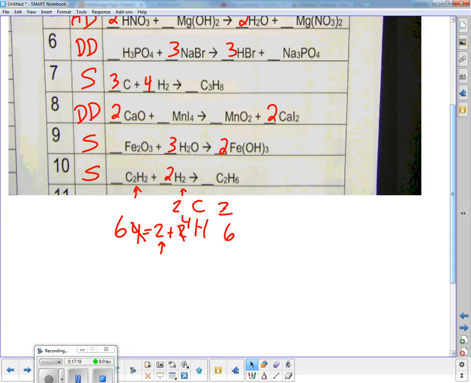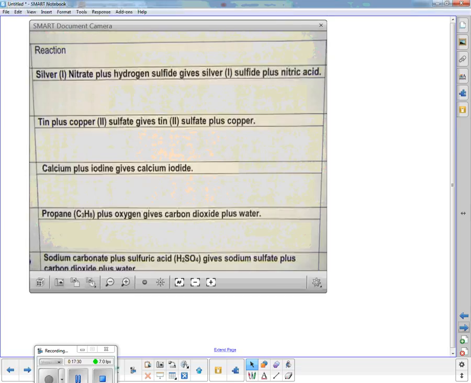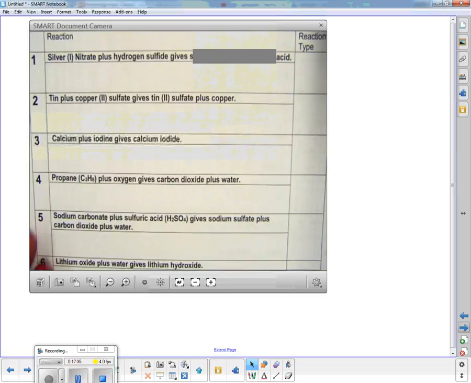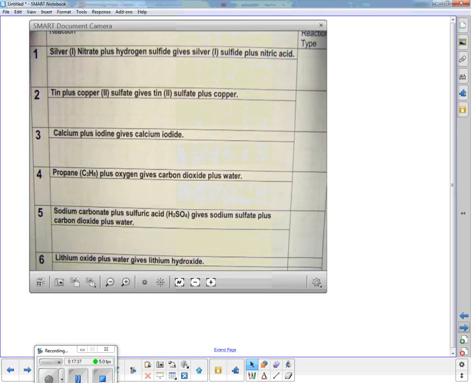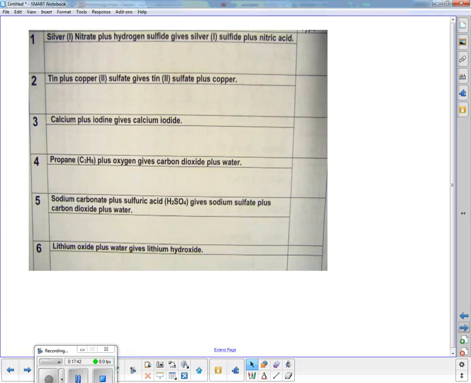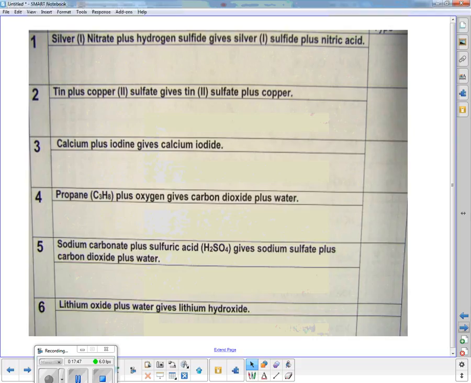Okay, let's go on to the next section. I'm not going to necessarily do all of these with you, but I'm going to do some of each kind. In the next section, you're given all the chemical equation in words. So you have to actually write it, balance the compounds, and then balance the reaction.